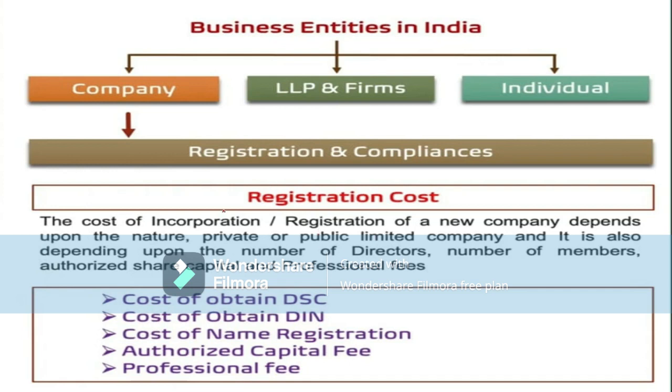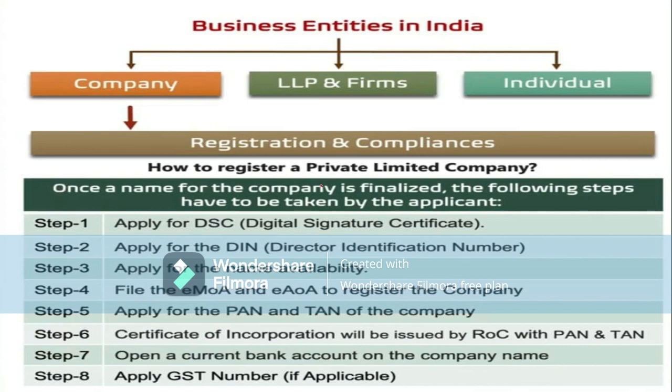If we see the registration and compliances, they have to act according to company law. So what are the requirements? As I explained before, I have labeled those here in a tabular form. Like applying for a DSC, digital signature certificate, by the promoters or the initial directors, then the director identification number, name availability, filing of MOA, and certificate of incorporation. All this is regarding the registration of a private limited company.